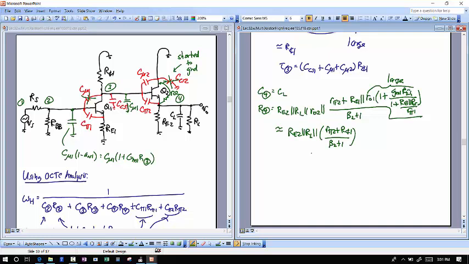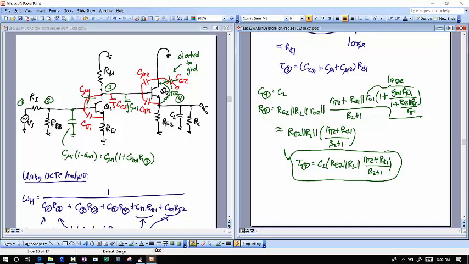Okay, and then finally, I'm out of time. Finally, my fourth time constant here is going to then be equal to this CL capacitance times all that resistance that I just wrote down. RE2 parallel RL, and then R pi 2 plus RC1 divided by beta 2 plus 1. Okay? And so now I have all the node time constants.